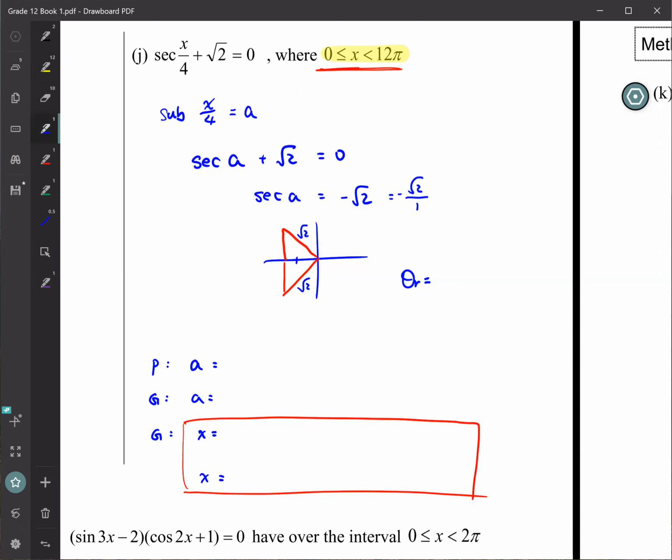Okay, let's check the reference. Okay, make sure you guys got the same reference. Donna, what's the reference angle here? Pi over 4. Yeah, excellent. Cindy, what's the principal angle? 3 pi over 4 and 5 pi over 4. Very good.